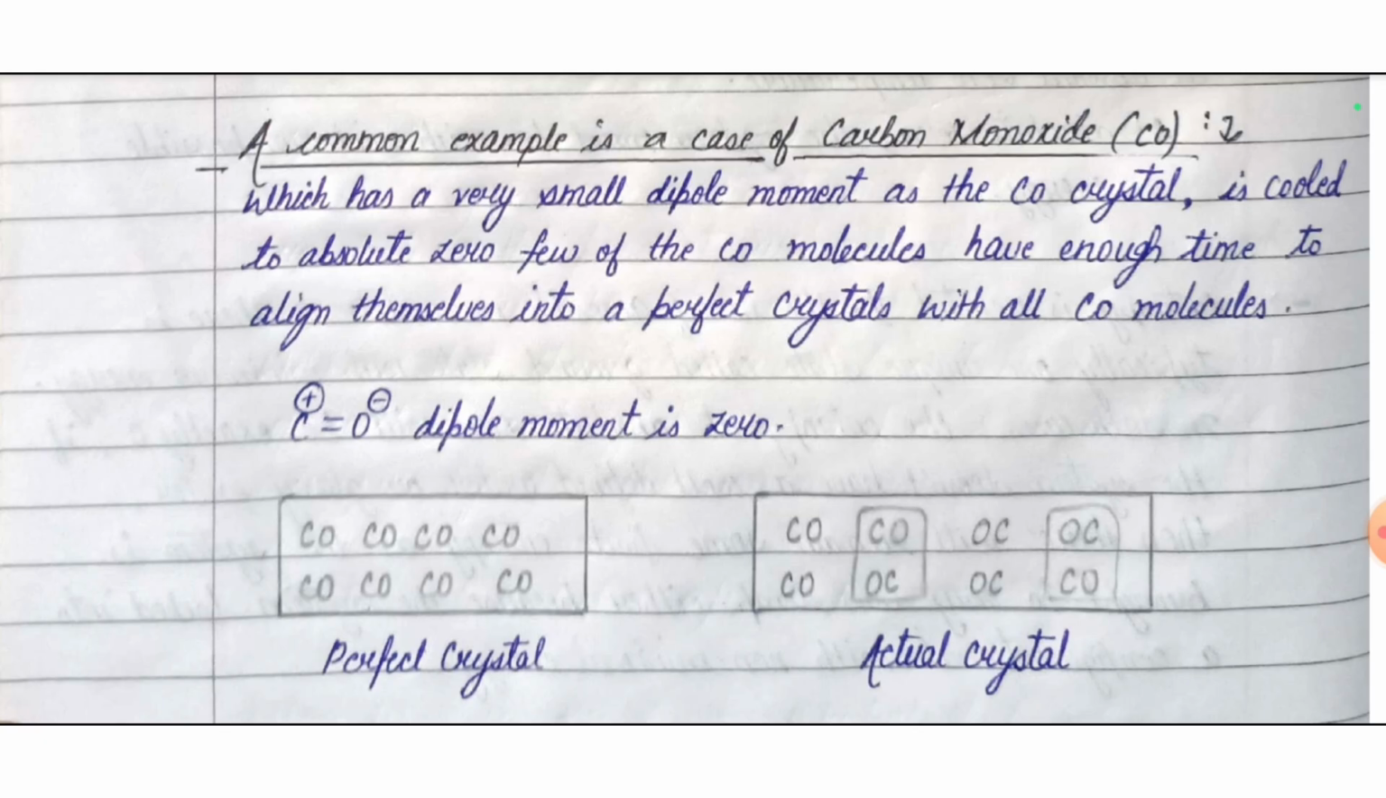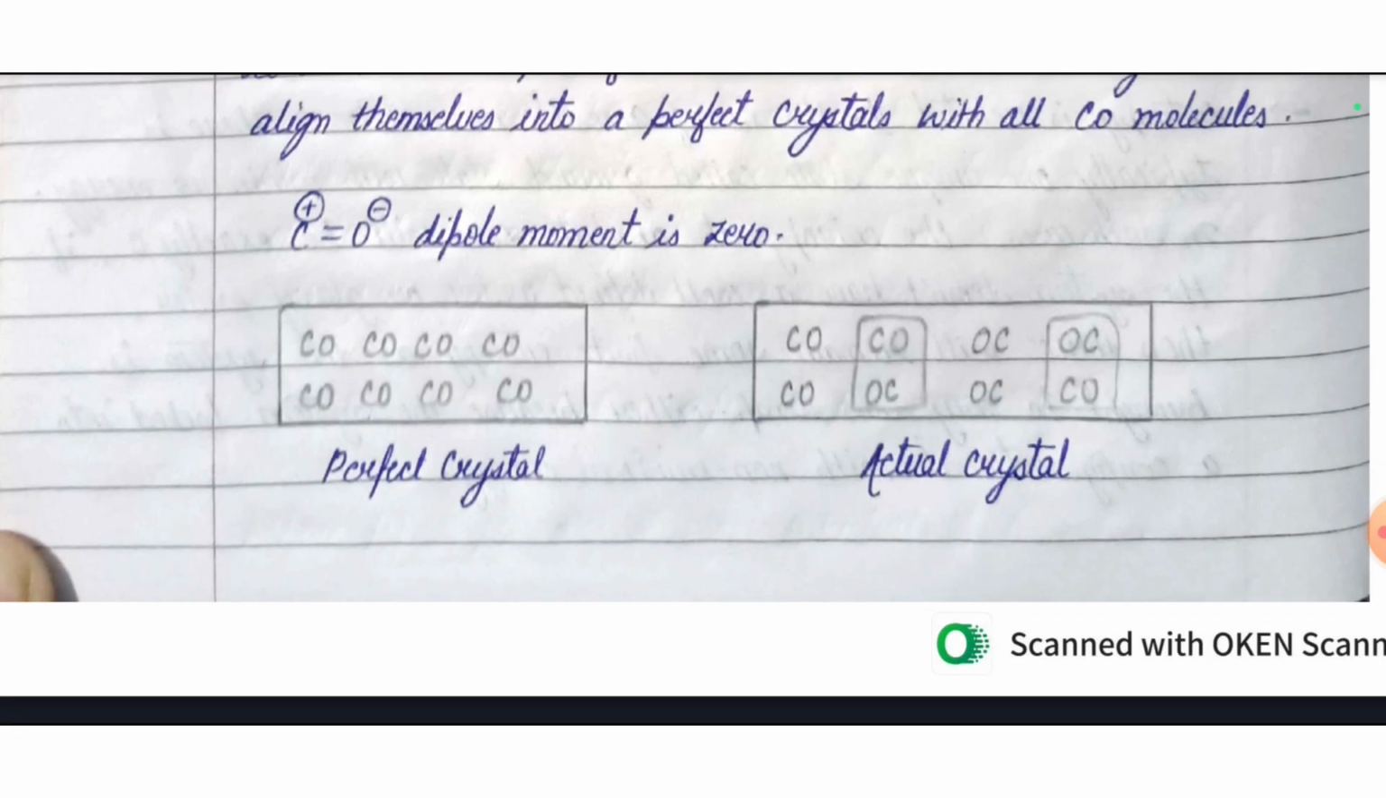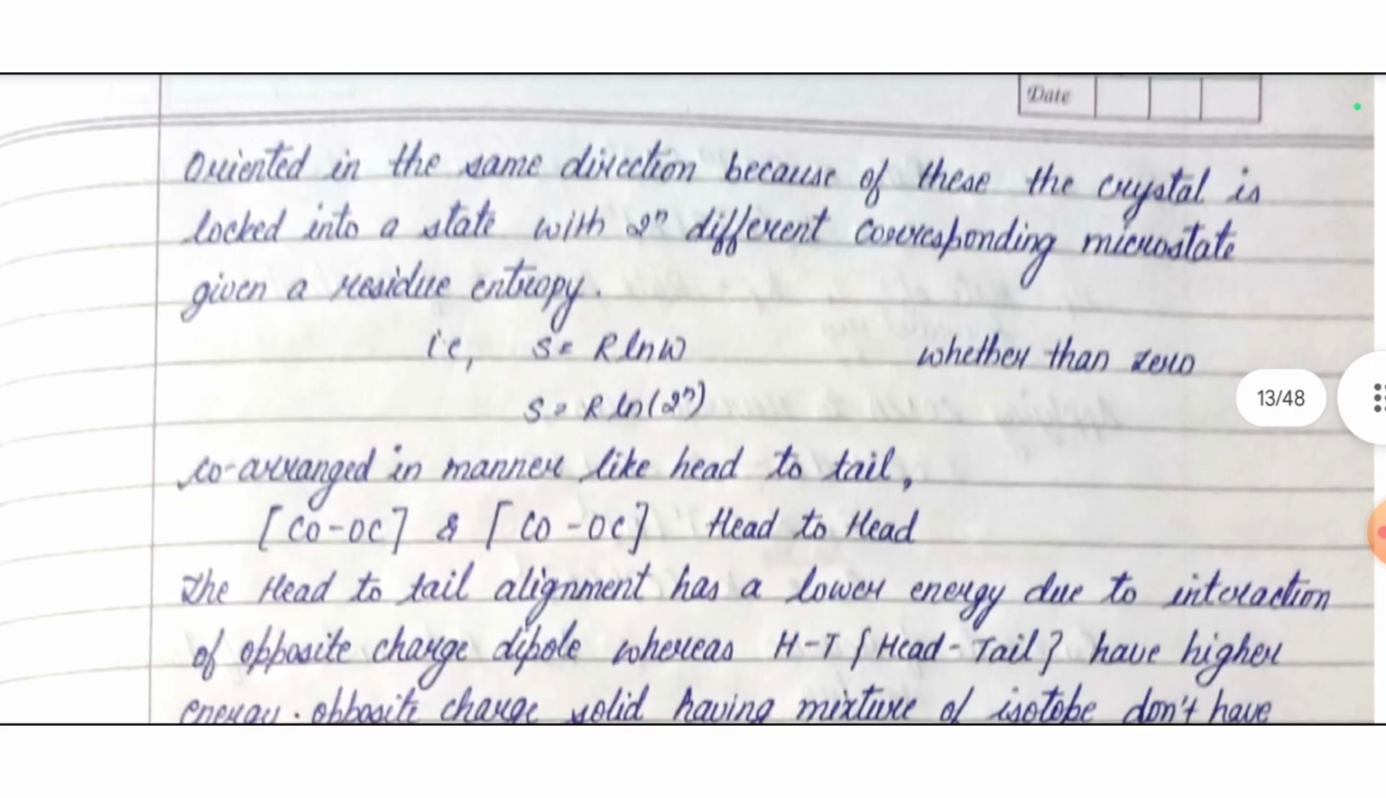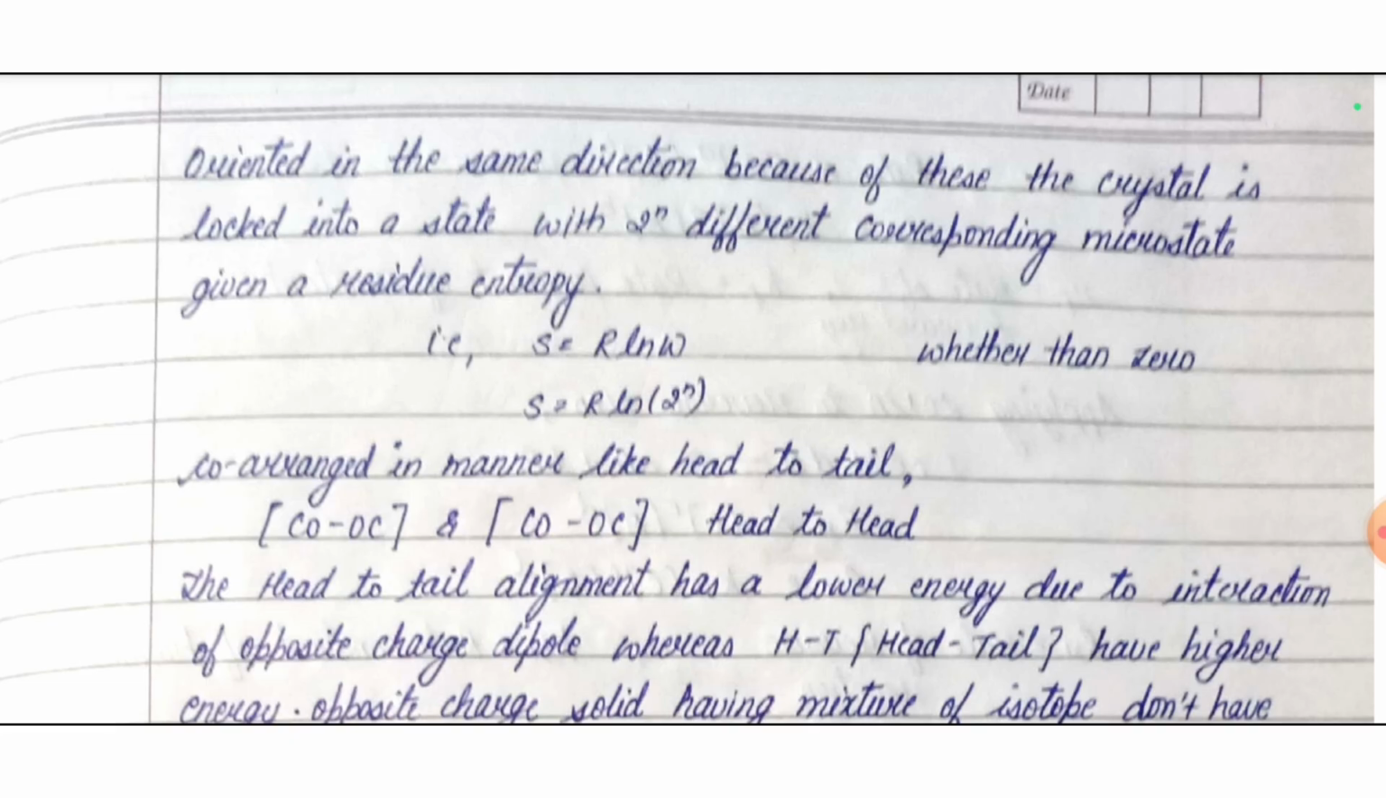Few of the CO molecules have enough time to align themselves in a perfect crystal with all CO molecules oriented in the same direction. Because of this, the crystal is locked into a state with two different corresponding microstates, given a residual entropy, that is S = R ln W. S = R ln 2^N, with CO arranged in a manner like head to tail.